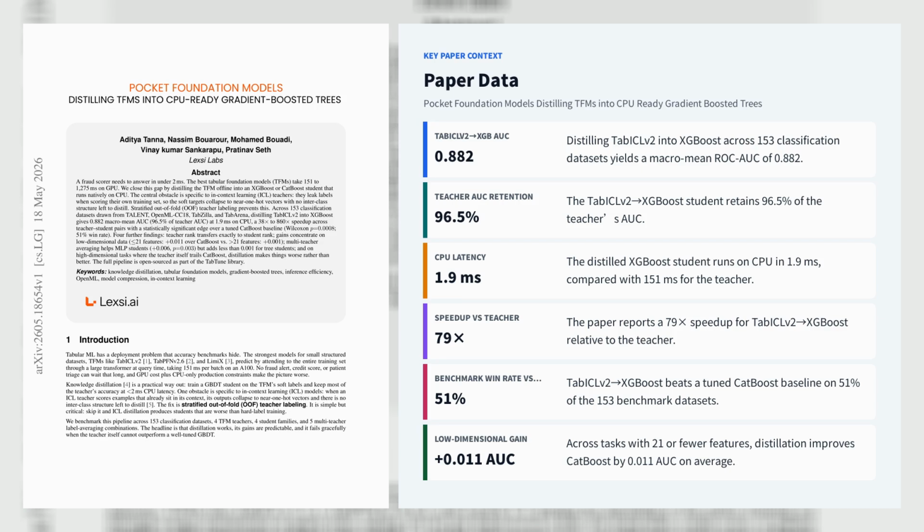The strongest teacher always produces the strongest student, so teacher ranking transfers exactly to student ranking, and gains concentrate on low-dimensional tasks with 21 or fewer features, where distillation improves CatBoost by 0.011 AUC on average. Above 21 features, the gain falls to 0.001. Multi-teacher averaging helps MLP students by plus 0.006 AUC, but is negligible for tree students, and distillation fails when the teacher itself underperforms CatBoost on high-dimensional data.